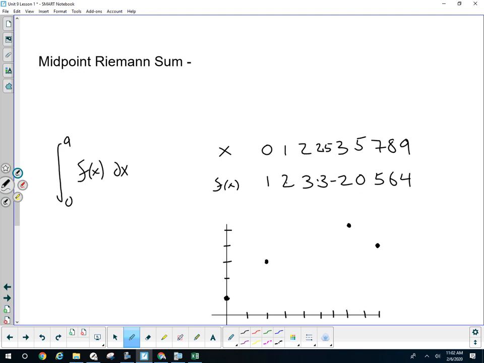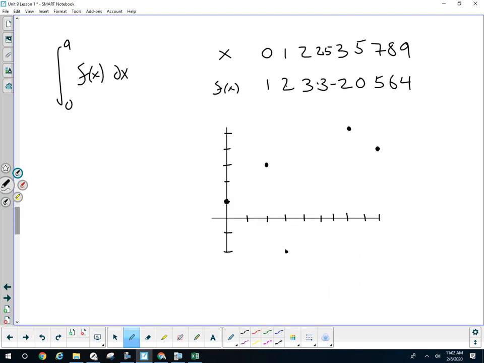So I now have more points. I get this point 1, 2. I get this point 2.5, 3. I got the point 5, 0. And I got the point 8, 6.